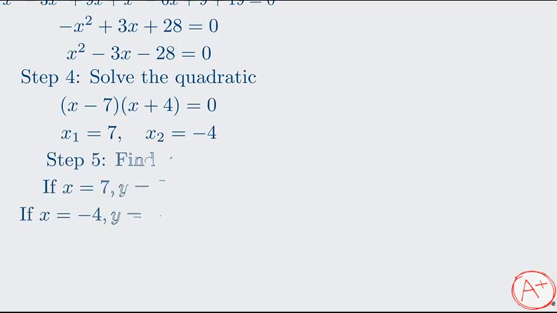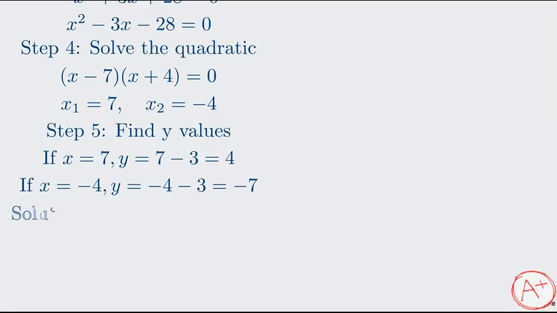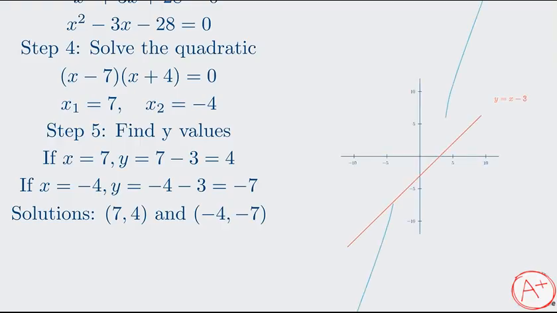Substitute these back into our linear expression, y equals x minus 3. If x is 7, y is 7 minus 3, which is 4. If x is negative 4, y is negative 4 minus 3, which is negative 7. Our solutions are the coordinate pairs, 7, 4, and negative 4, negative 7. Visually, these solutions represent the intersection points of the line and the curve on the coordinate plane.